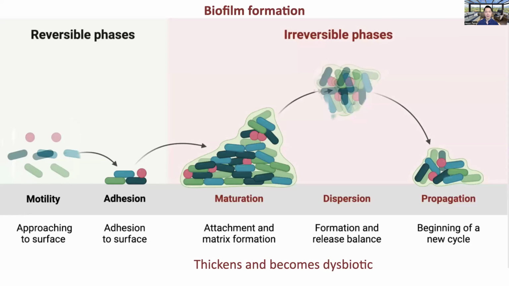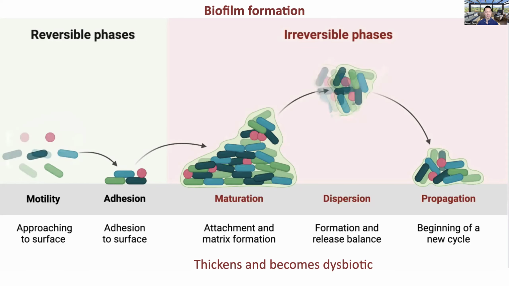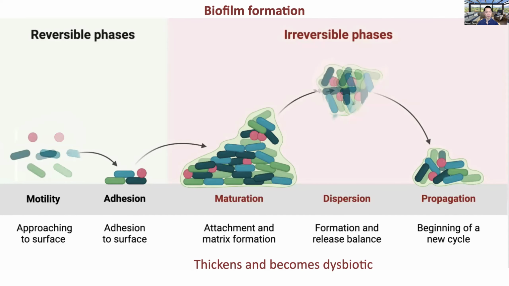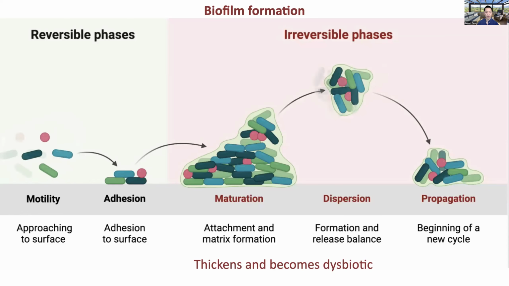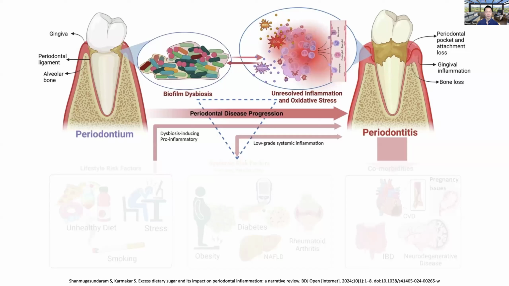So how does the biofilm form? Well, it forms because we have free-floating bacteria around the mouth, which we eat in the food and drink. And then as that adheres to surfaces, it matures, it thickens, it forms this matrix around it to protect itself, becomes thicker and dysbiotic before it starts to break off. And then that's how it can travel to other parts of the mouth, other parts of the body.